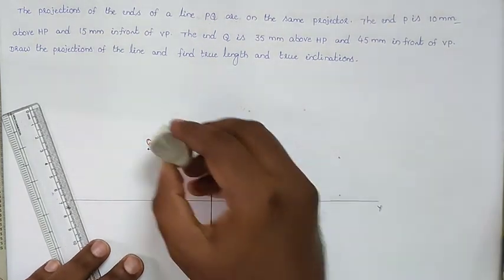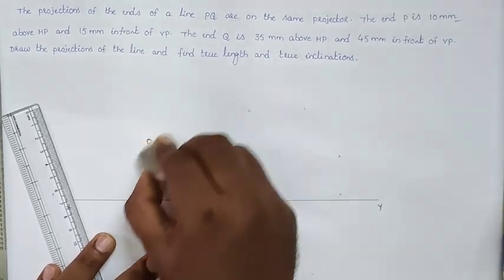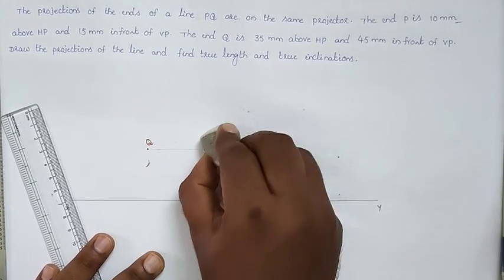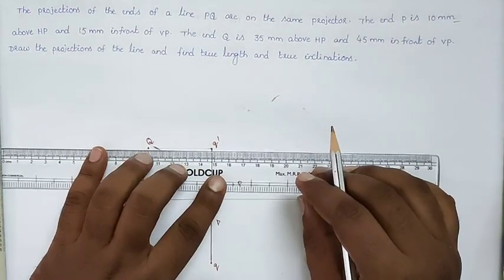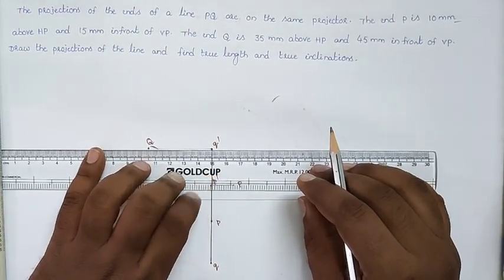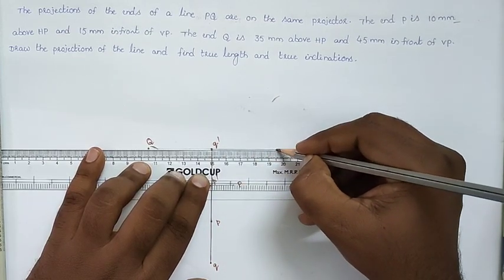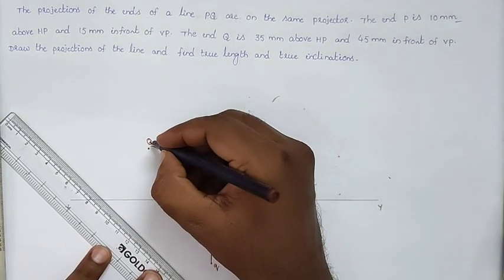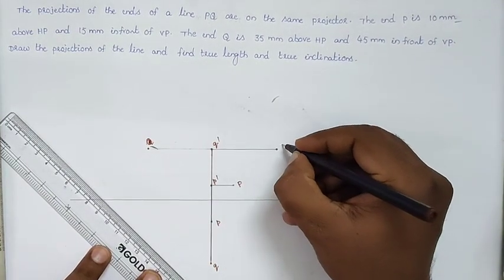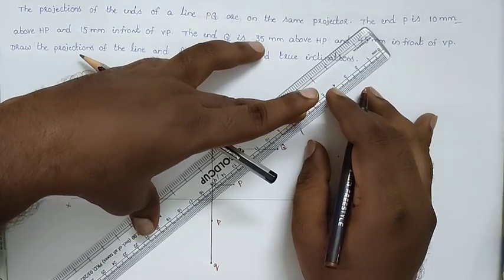you can draw the projections in only one side in this method. So from Q dash also we will draw the projections. So take the opposite dimension of Q, I am taking 45 in this direction, and we will draw the projection of point Q. So I am taking point Q here, and now we will join PQ.